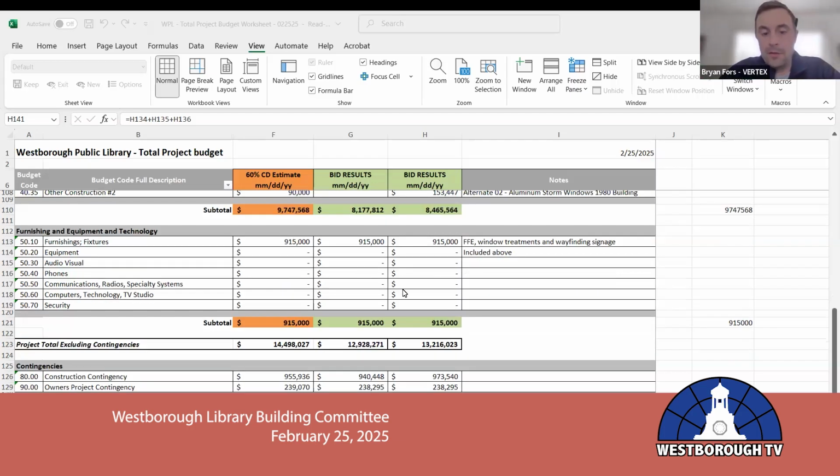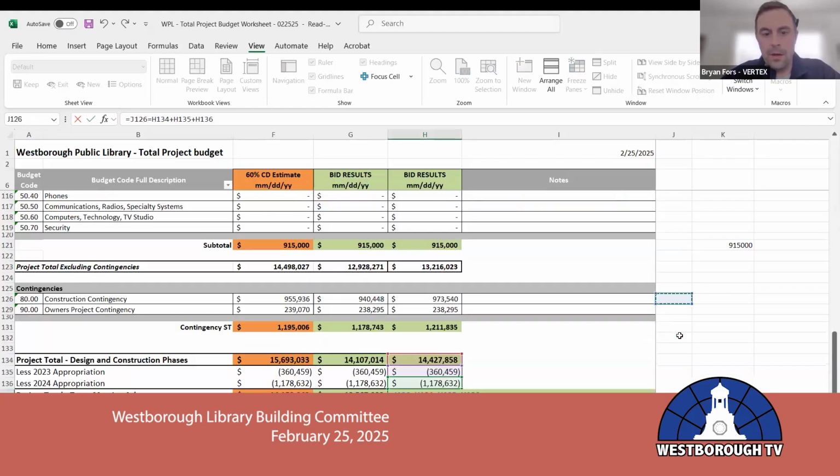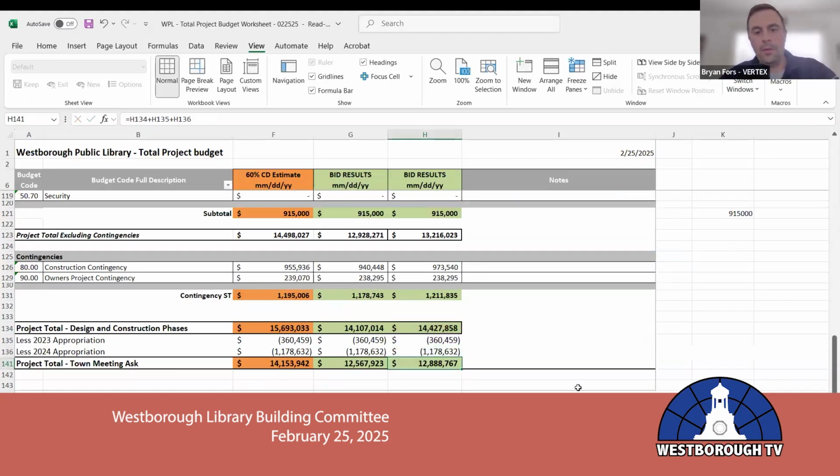Lastly, we have our contingencies. These are taken from a percentage based on the construction estimate that we have, and then also based upon the hard bid that we got from Seaver. We are holding about 11.5% for a construction contingency on here.